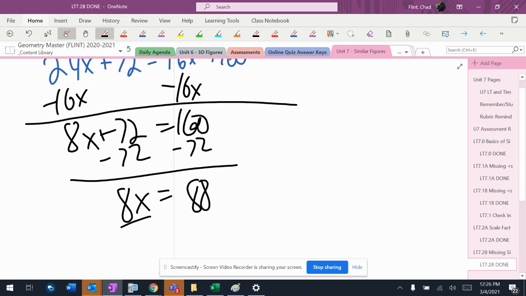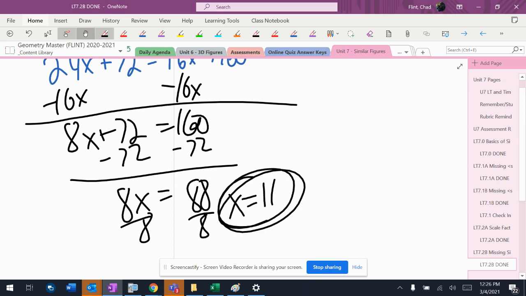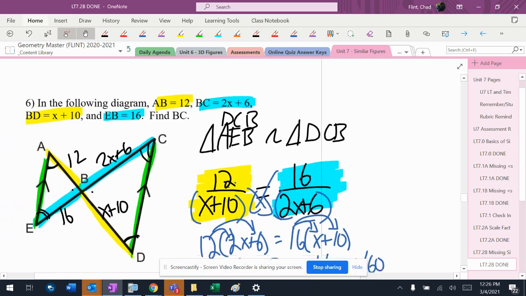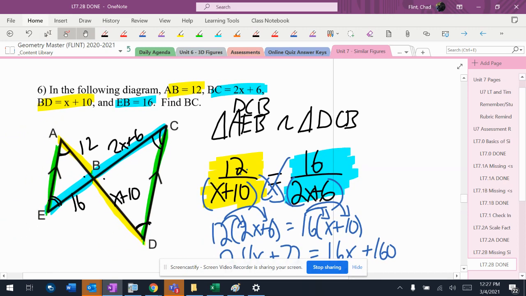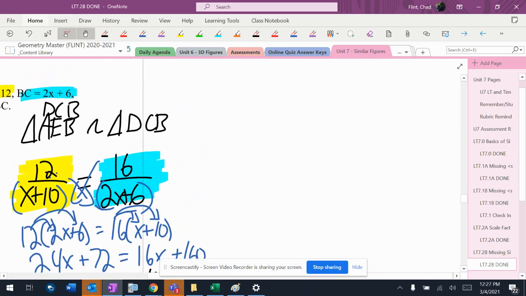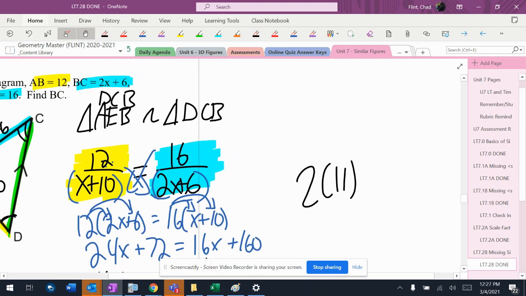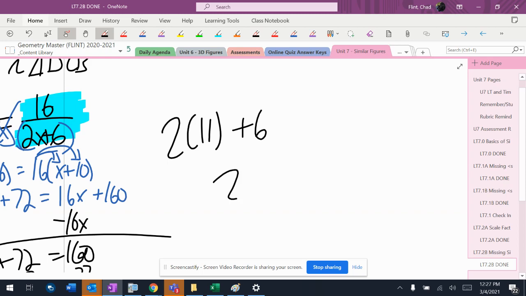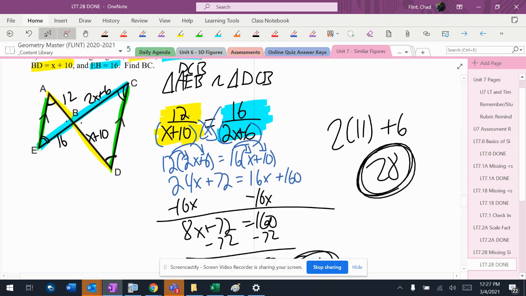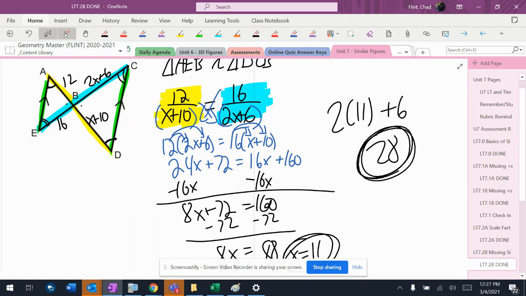Now, up to this point, x was the answer, but now we have things to plug stuff into. So it wants to know BC, which is the blue side. So I have to plug that back in. 2 times 11 plus 6 is 28. So be careful. The only time we're not going to plug things back in is where we made a side x on our own. If there's already an x in the problem, we can't make a side x, and we're going to have to deal with it.